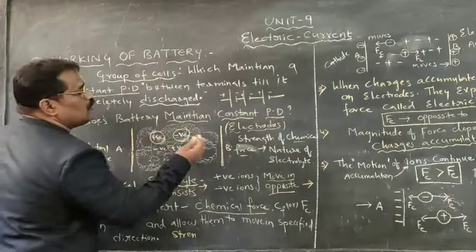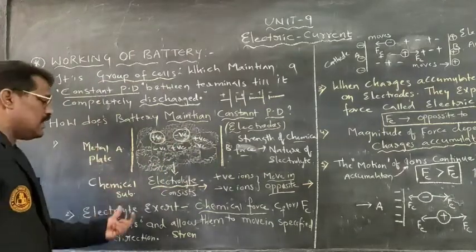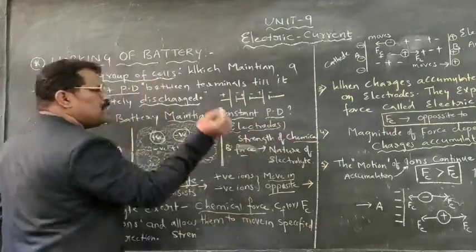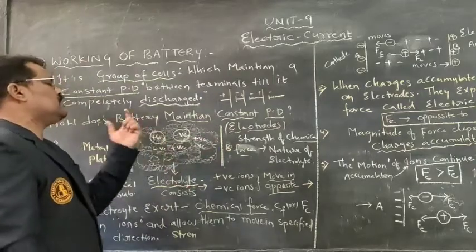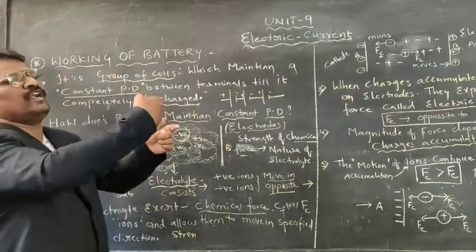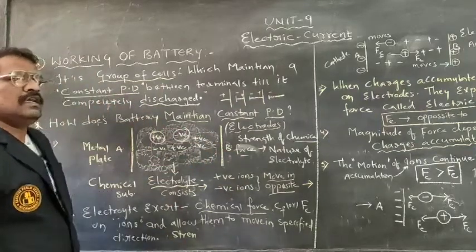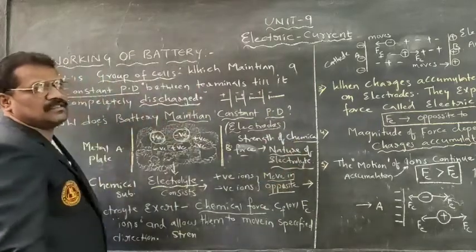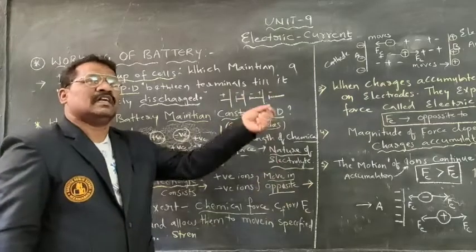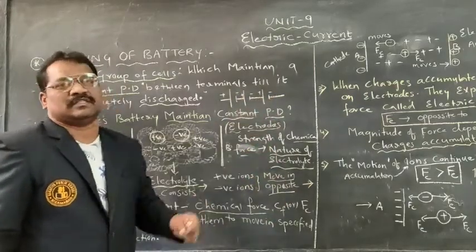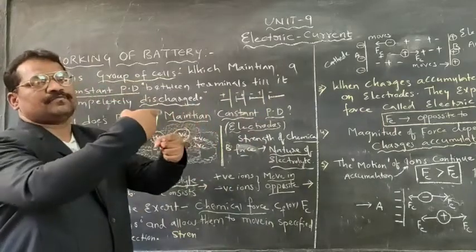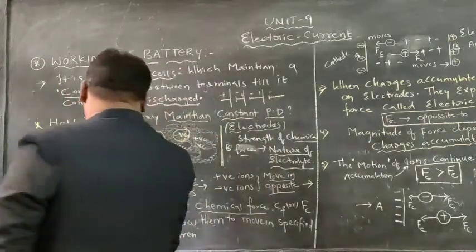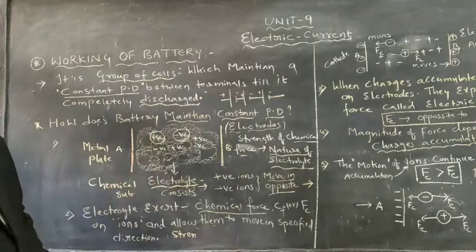It allows these ions to move in a specified direction. Depending upon the strength of the chemical force on the positive and negative ions, they move in different directions, and this depends on the nature of the electrolytic substance. Depending on that substance, the ions can easily be identified as moving in a specified direction. That is the first point.